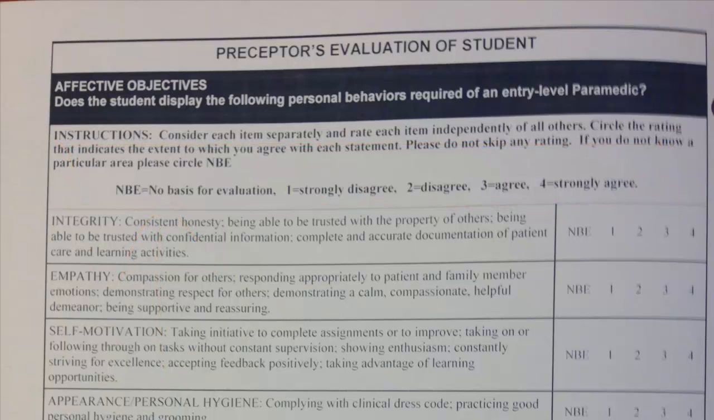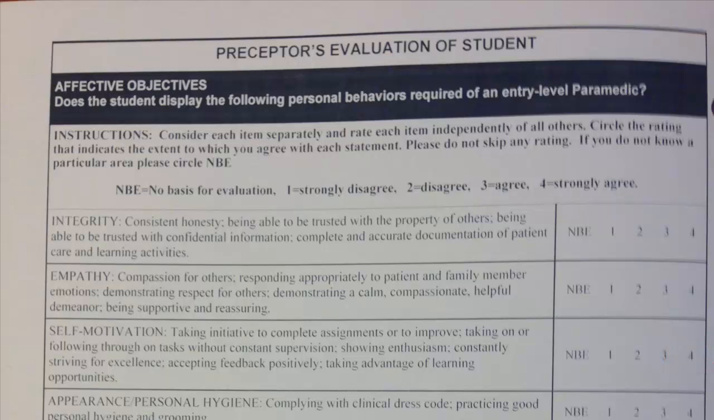For each attribute, it's helpful to think of an example of how the student demonstrated or failed to demonstrate the attribute. Let me give you an example. You've just finished a call with your student who struggled to remember drug dosages on the call. You provide feedback suggesting that he study drug dosages. Immediately upon arrival back at the station, the student pulls out his notes and begins studying. This demonstrates a high level of self-motivation and should receive a 3 or 4 for that attribute, assuming that this is representative of the student's behavior the entire shift.